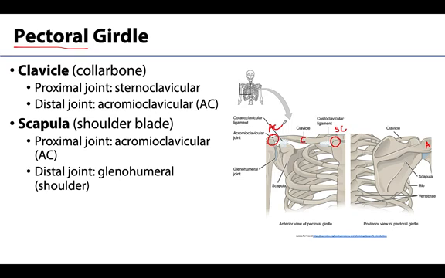Remember, you can palpate the clavicle for almost its entire length, and where it ends laterally means you are at the acromioclavicular joint. The scapula, sometimes referred to as the shoulder blade, will distally articulate with the head of the humerus to form the glenohumeral joint, more commonly referred to as the shoulder joint, which has the distinction of being the most freely movable joint in the body.